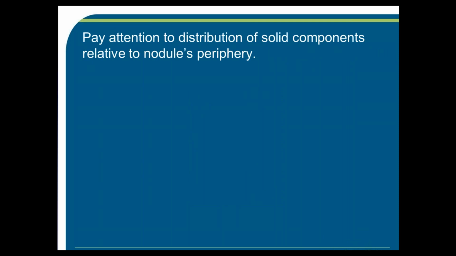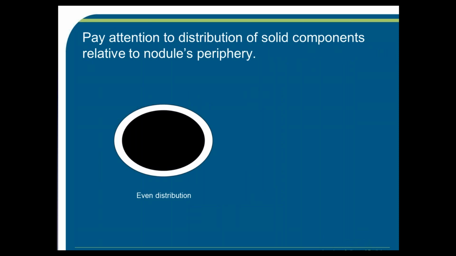The key point is to pay attention to the distribution of the solid components relative to the periphery of the nodule. I'll start off with a diagram showing an even distribution of solid material around the periphery of this mixed cystic and solid nodule. Most mixed nodules of this type really don't look like this because they start out as mostly solid and then undergo degeneration. So more often they look like this diagram, where they have what I call a roughly even distribution that may be irregular, thicker in some areas, thinner in others.